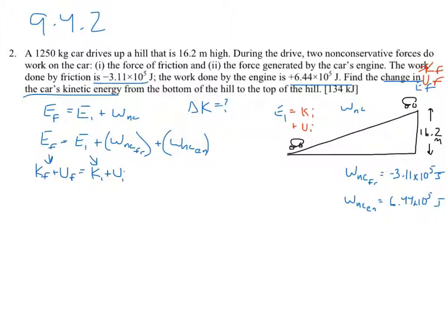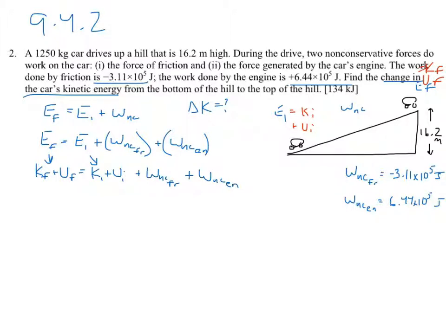So if everything stopped right here, then that would mean everything was conserved, and so we'd have the same amount of energy finally as initially. Well, it doesn't happen because we have these non-conservative forces. In fact, I'm going to go ahead and write them in. Plus non-conservative work due to friction, plus the non-conservative work due to the engine.